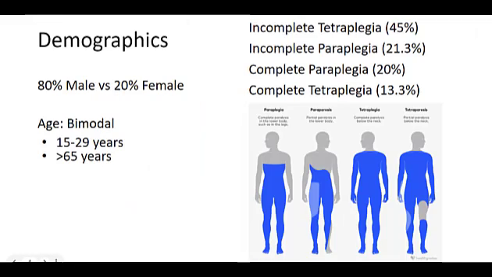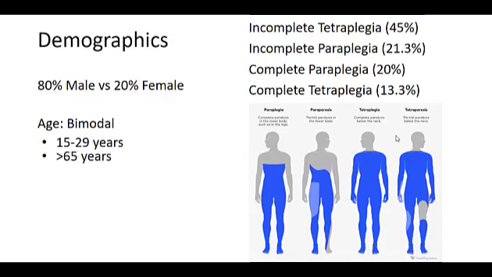When we're thinking about demographics, 80% of patients with spinal cord injuries are male and 20% female. That's a very big difference. It has to do with maybe risk-taking activities in this 15 to 29-year-old age range. We see a very distinct pattern where individuals are at risk for spinal cord injury in that age range, and then later after 65 years of age when they're at a greater risk of falls.